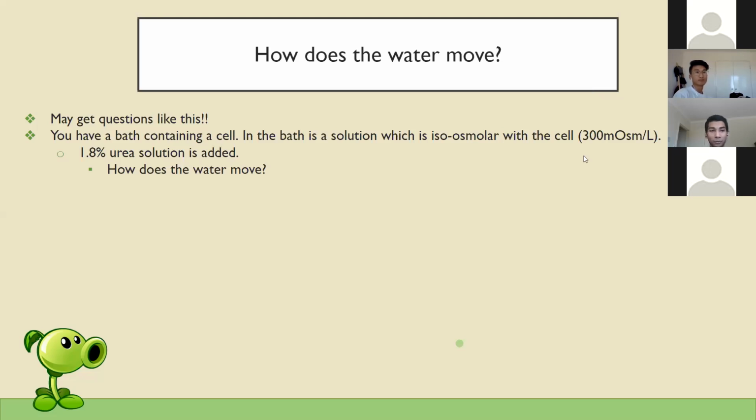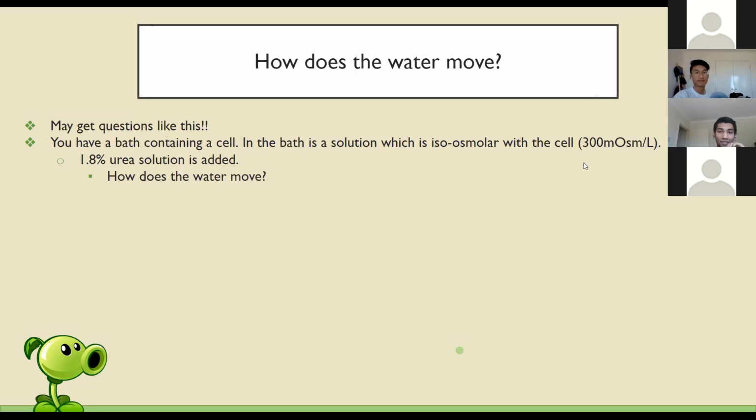How does the water move? You have a bath containing a cell. In the bath is a solution which is isoosmolar with the cell, so 300 milliosmoles from before. And then you add a 1.8% urea solution. How will the water move?